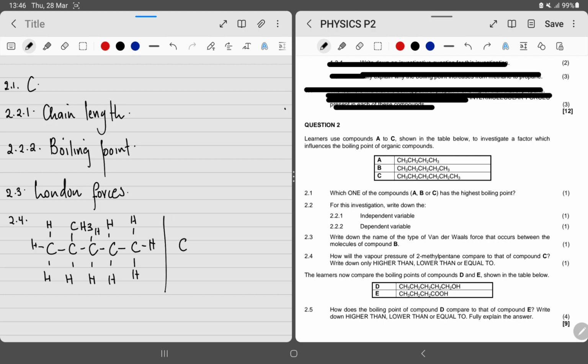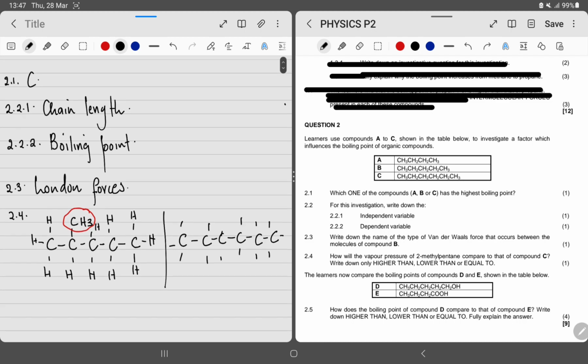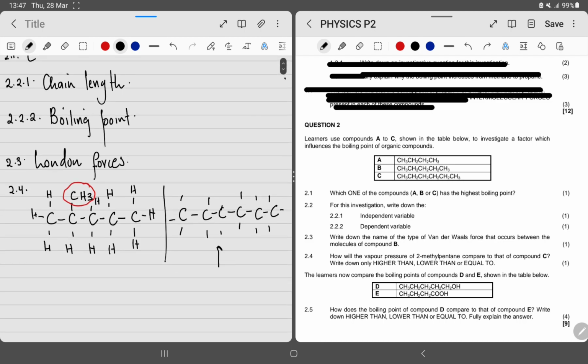Okay, and then for C, we can see that C is linear. So it is just a hydrocarbon with 6 carbons, and then let's just say 2, 3, 4, 5, 6. And then we have hydrogens there. One thing to notice is that the CH3 group is a side chain. So it means that this C will have stronger intermolecular forces.